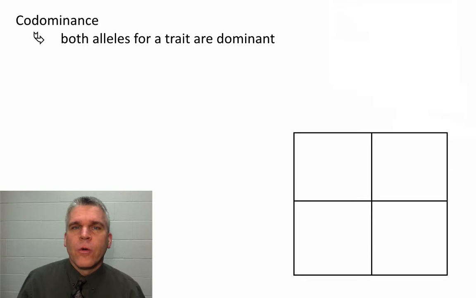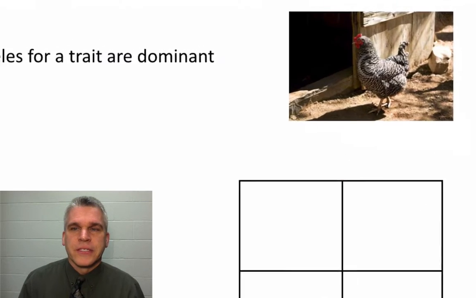In the previous video, we looked at something called incomplete dominance, where if you get two dominant alleles together, there's a blending of the traits. Another example is codominance. This is where you bring two dominant alleles together, but instead of there being a blending of the traits, both traits are fully expressed. Let me give you an example of this.